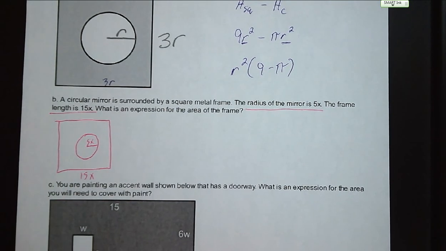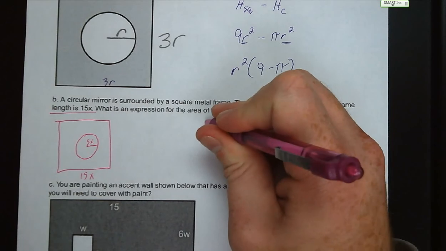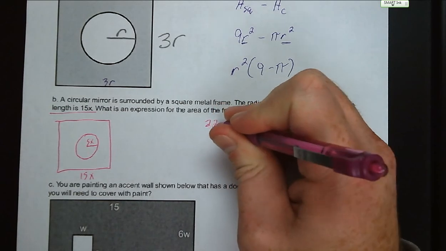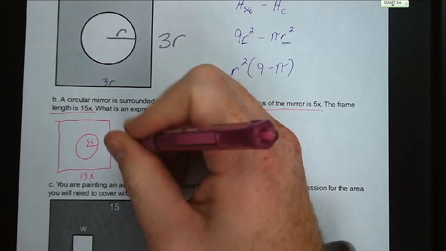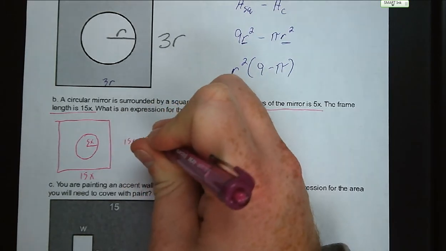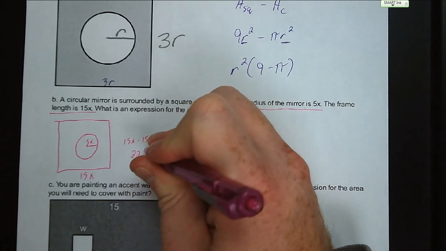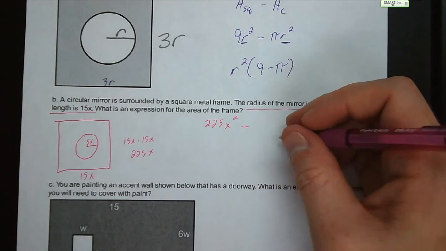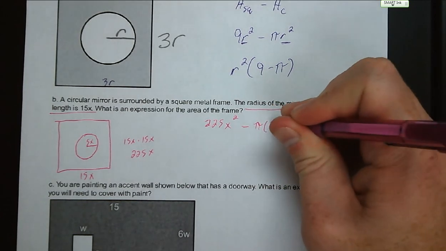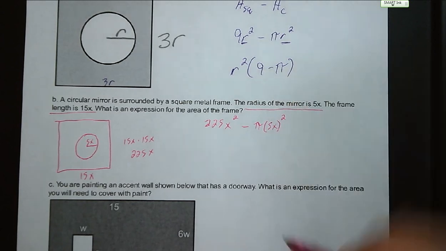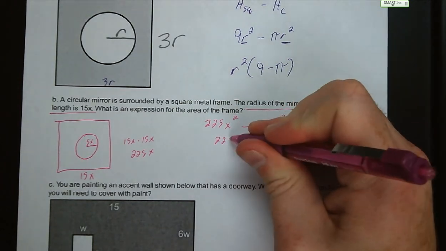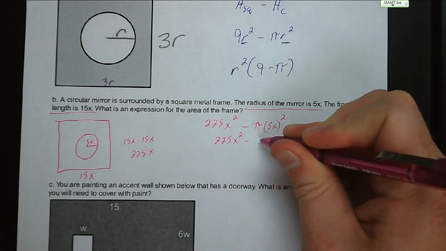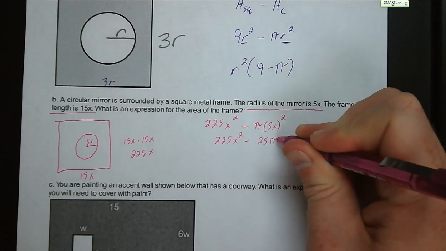So again, it's going to be the area of the square minus the area of the circle. So the area of the square is 225x squared, right? Because it's 15x times 15x. Okay, and we are going to subtract the area of the circle, which is pi times the radius, 5x, squared. So that's 225x squared minus 25 pi x squared.